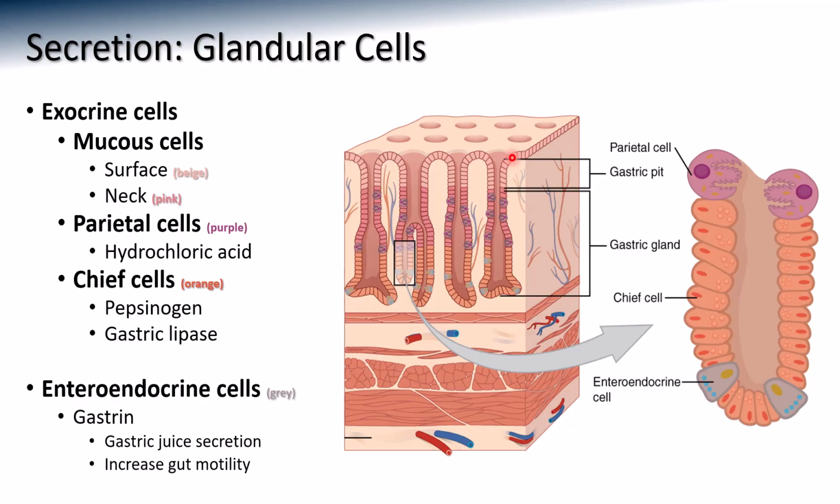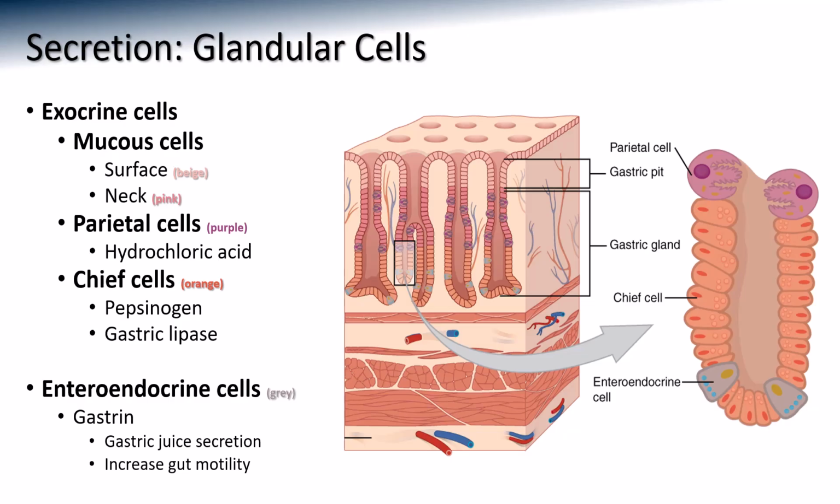As we start moving down deeper into the gland, we start running into parietal cells, these purple guys here. So here's the big version. Here are the smaller versions. These get interspersed between the mucus cells, and they are going to secrete hydrochloric acid for chemical digestion. The other cells for chemical digestion sit even deeper in here, and they make up the base portion of the gland. So these orange cells are chief cells, and they're going to secrete pepsinogen and gastric lipase.